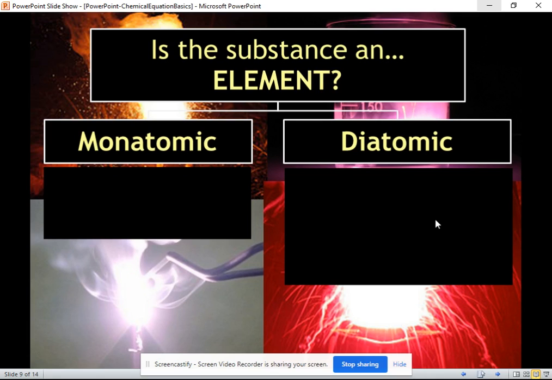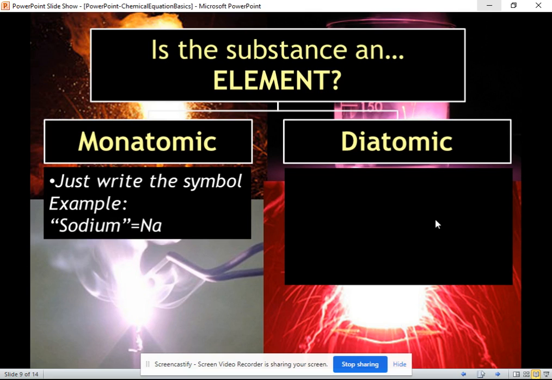So then you need to decide, is that element monoatomic or diatomic? Mono means one, means there's only one atom of it. Doesn't mean it can't have a coefficient, but it means that you'll just have it by itself. So basically you're just going to have to decide, is it diatomic? No, then it's monoatomic. You just write the symbol. All right. So monoatomic includes all your metals. So I have the example here of sodium. So if you just see the word sodium, it's just Na by itself.